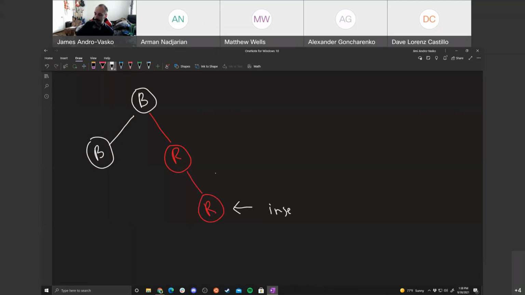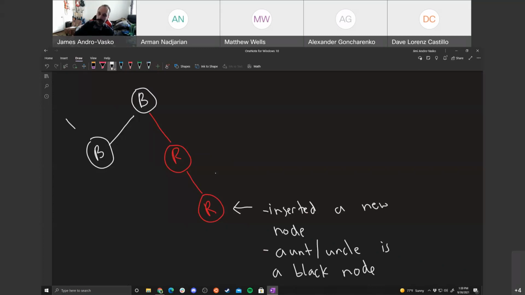So in this situation, for the newly inserted node, the aunt is a black node. It's not a red node this time. So doing a simple color flip is not going to fix this problem, because now we have a different number of black nodes on one side than the other side. And we don't want that, because if we don't have the same number of black nodes on both sides, then we don't have a balanced tree anymore. Or, there's a chance that the tree can become imbalanced.